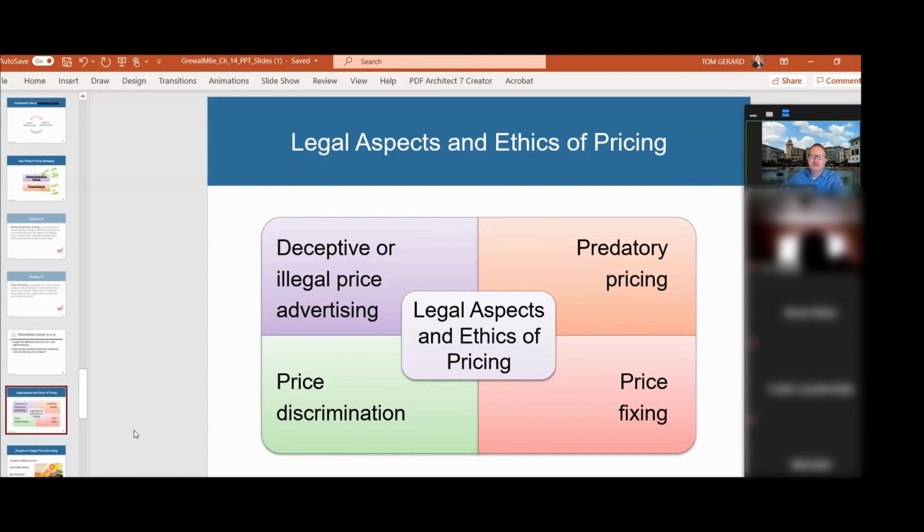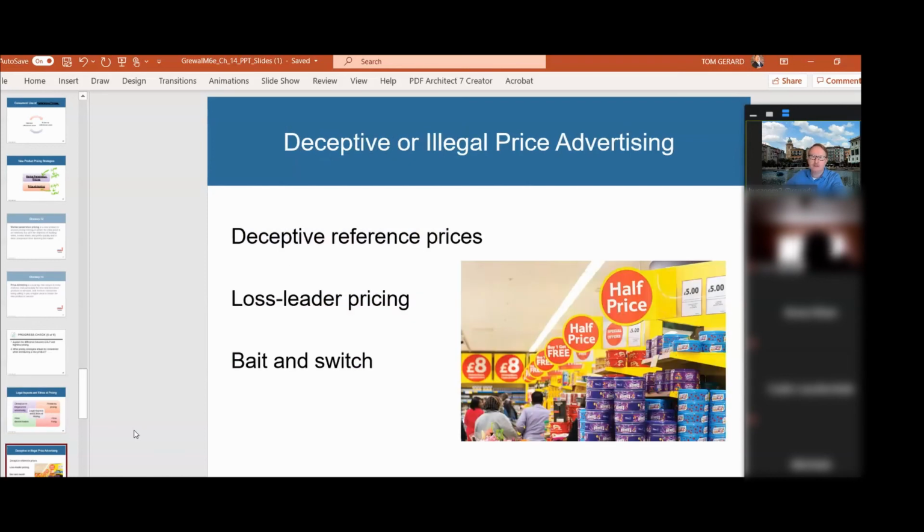So this is the legal, illegal aspects and ethical pricing. A lot of this stuff, there are laws, and I won't get into it. Your book talks a lot about the different laws. You might have questions on it, so reference your book. But a lot of the problem with this is it's hard to prove.